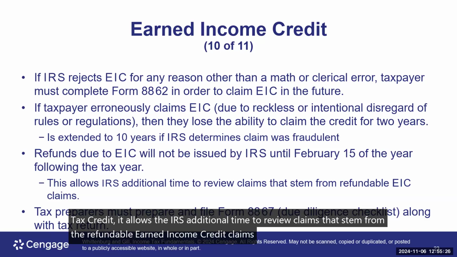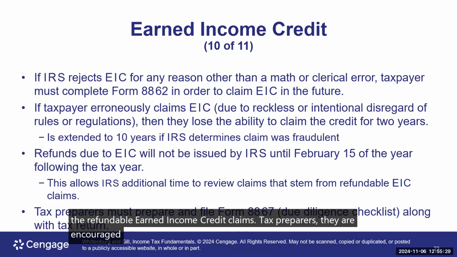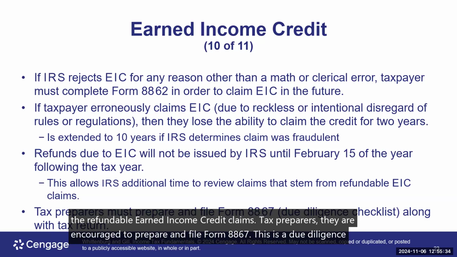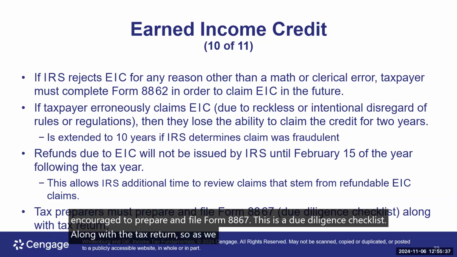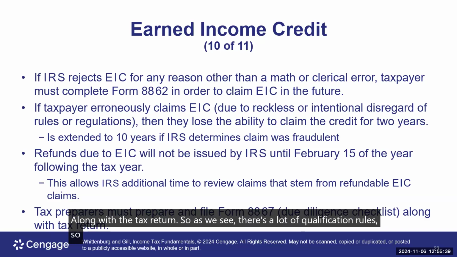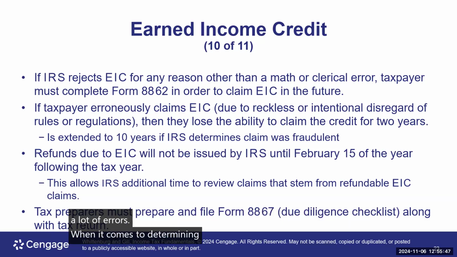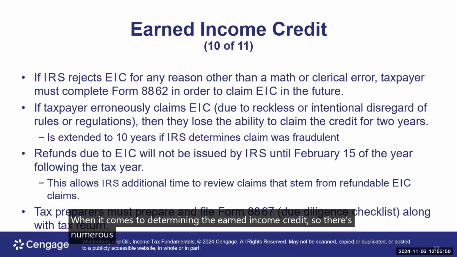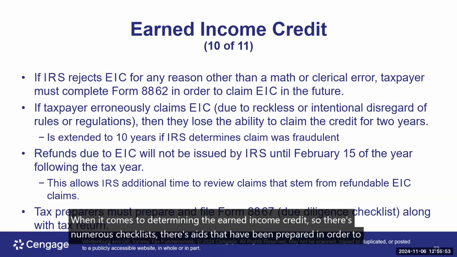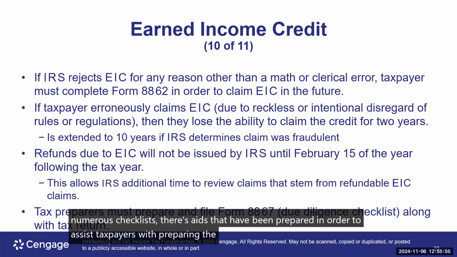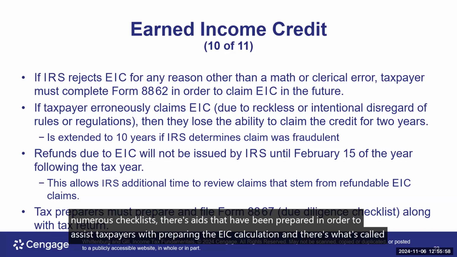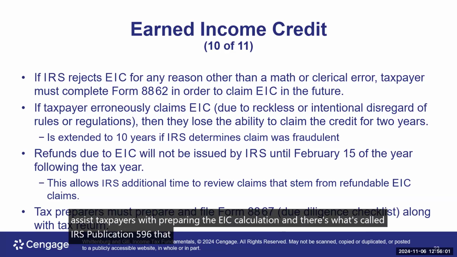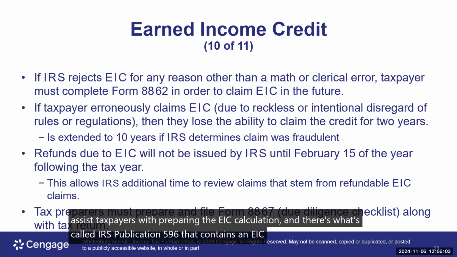Tax preparers are encouraged to prepare and file Form 8867. This is a due diligence checklist along with the tax return. So as we see, there's a lot of qualification rules. That's why taxpayers and tax preparers have been known to make a lot of errors when it comes to determining the earned income credit. So there are numerous checklists and aids that have been prepared to assist taxpayers with preparing the EIC calculation. And there's what's called IRS Publication 596 that contains an EIC eligibility checklist.